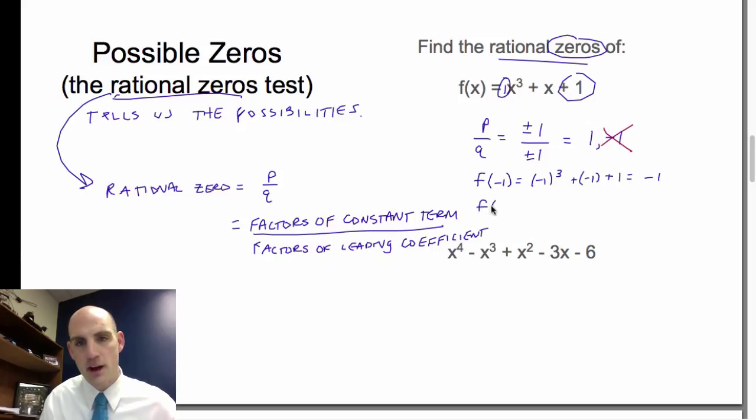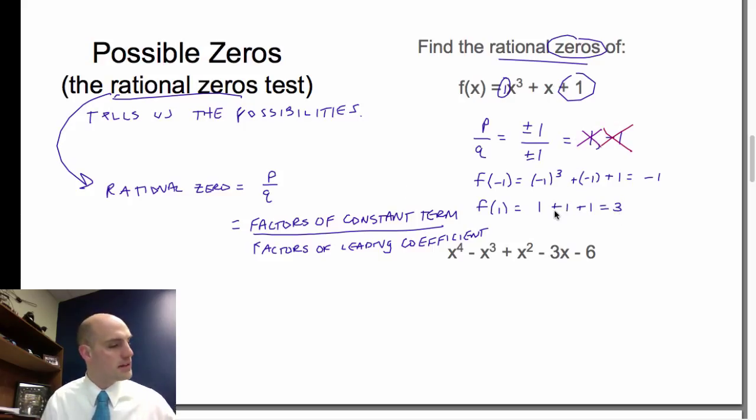If I evaluate it at 1, I'm going to have 1 plus 1 plus 1, which is equal to 3. So this one actually doesn't work. Well, what does that even mean? That means there are no rational zeros.